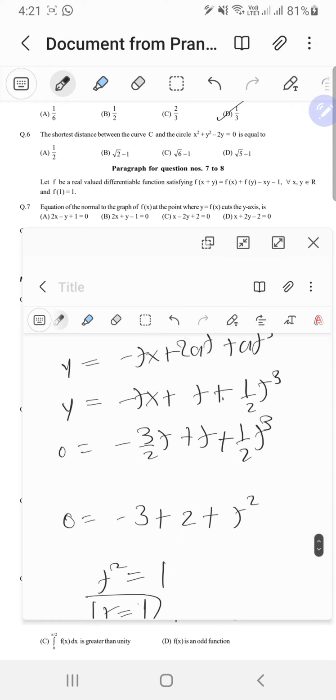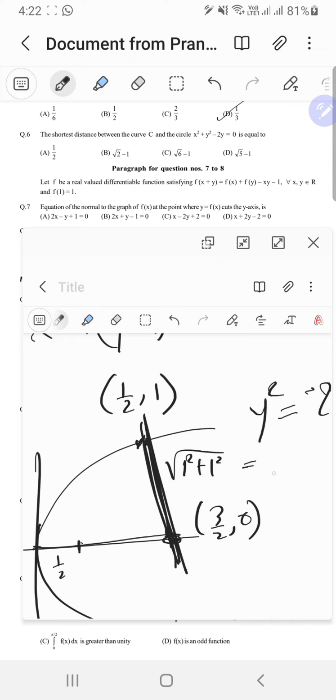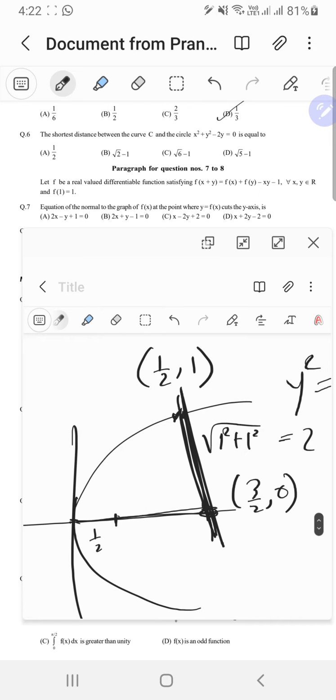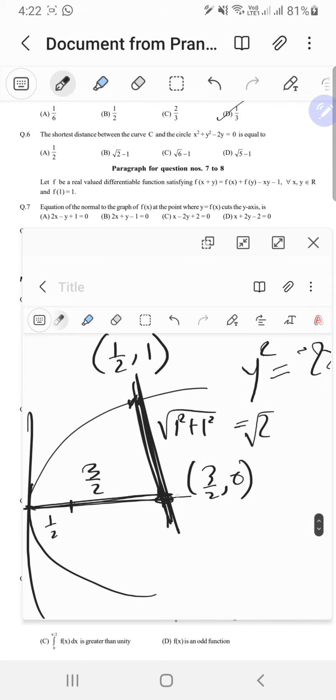Okay, and what is this thing? I mean, t could be 0 or it could be this thing. This point we know is just 3 by 2 comma 0, right? So what's this distance? Square root of 1 squared plus 1 squared, which would be 2. And what's this distance? Sorry, it should be square root 2. And this distance is just 3 by 2, we know that.